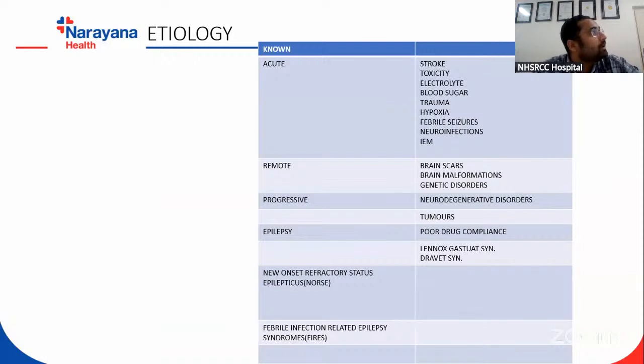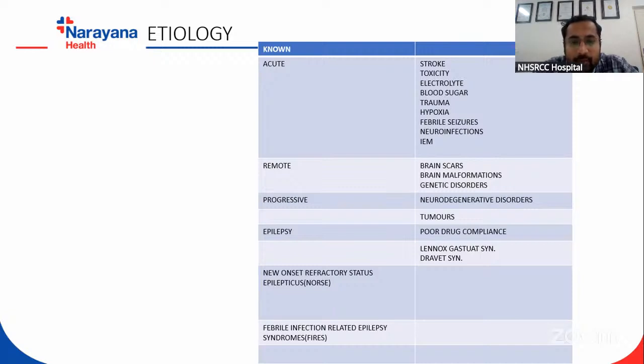Etiology: there are a lot of things which can lead to status epilepticus, very common being acute infections, stroke, toxicity, electrolyte imbalance, hypothermia, blood sugar level fluctuation, trauma, hypoxia, febrile seizures, neuroinfections like HSV infections or Japanese encephalitis, and multiple IEMs can lead to status epilepticus.